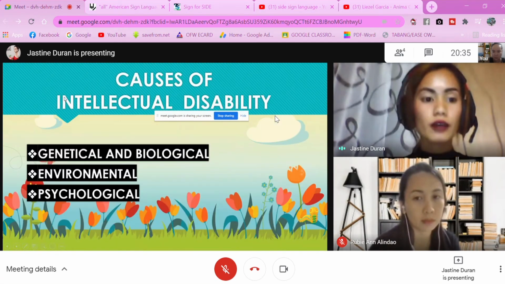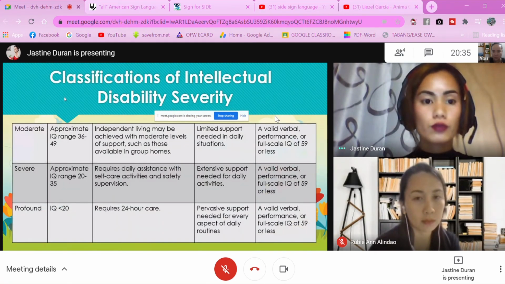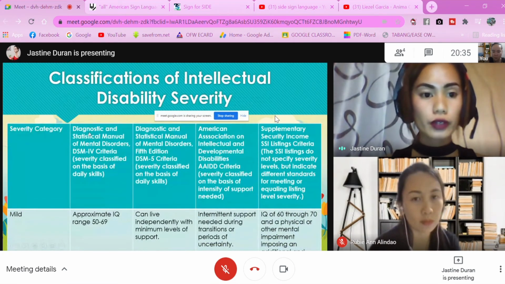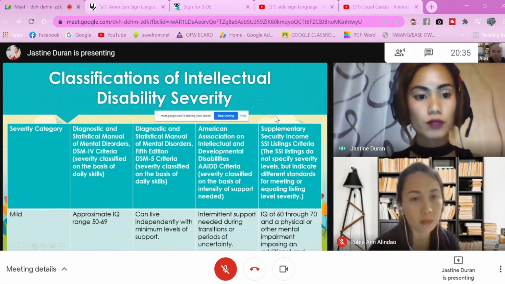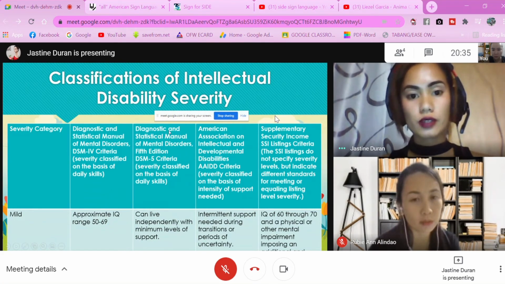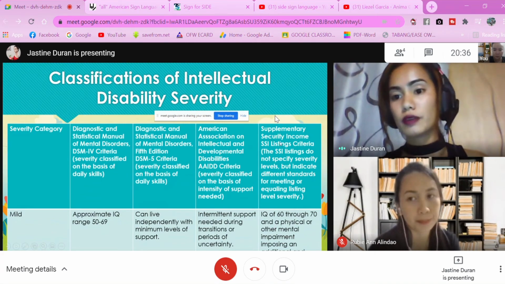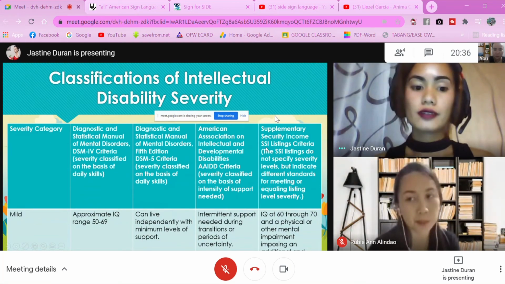Let's go back to mild. So these are according to the Diagnostic and Statistical Manual of Mental Disorders, fourth edition criteria, the second column. Then the third column is based on the Diagnostic and Statistical Manual of Mental Disorders, fifth edition. And the fourth column is from the American Association on Intellectual and Developmental Disabilities, or AAIDD. And then the last one is Supplemental Security Income, or SSI.